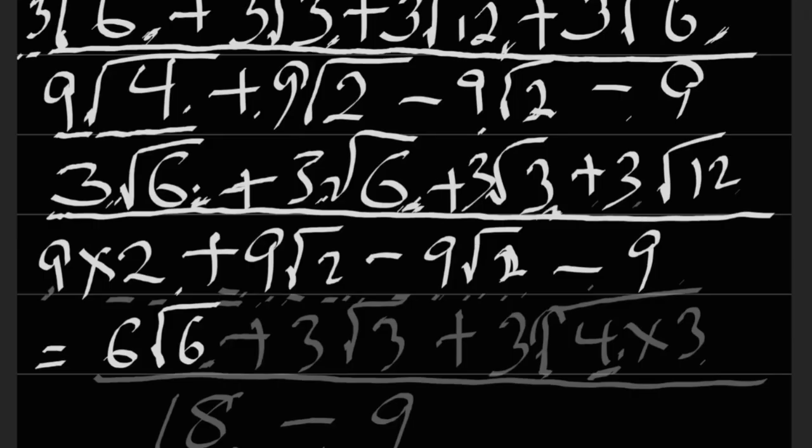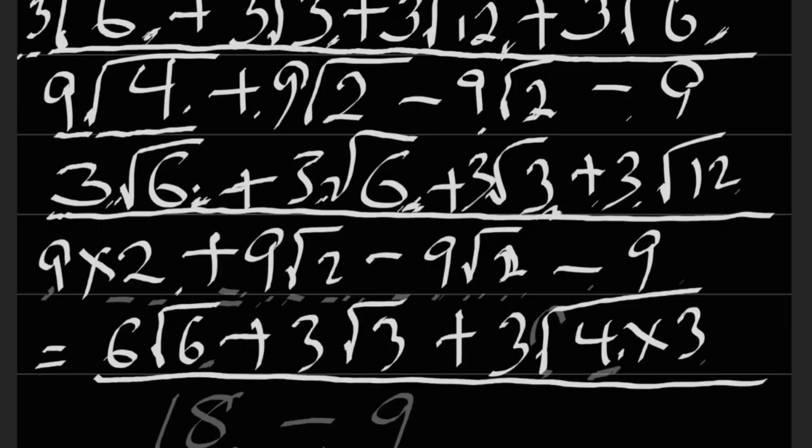And then this is the next. That is plus 3 root 3. And this is plus 3 root 12. I can expand this 12 to give me 4 times 3, because 4 has roots. That's why I want to factor it out. Everything all over 9 times 2, 18.